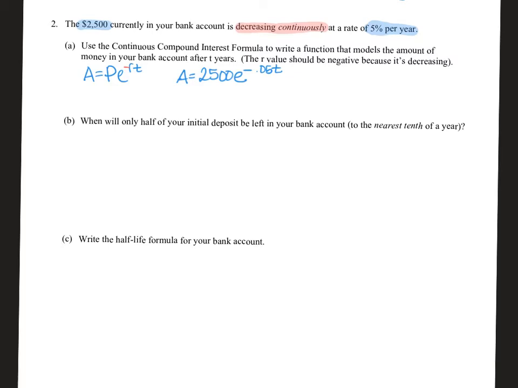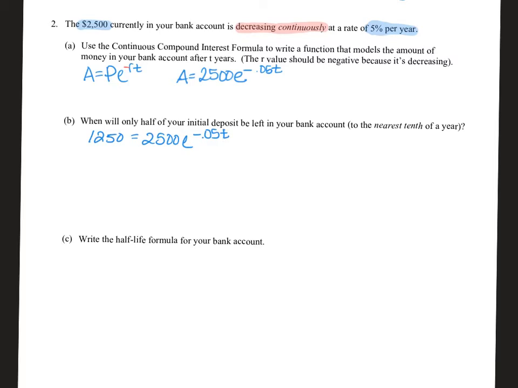When will only half of your initial deposit be left in your bank account, to the nearest tenth of a year? Okay, well, half of 2,500 is 1,250. And I'm just plugging that into my formula that I just wrote and solving for t. They want to know when, or how long, right?